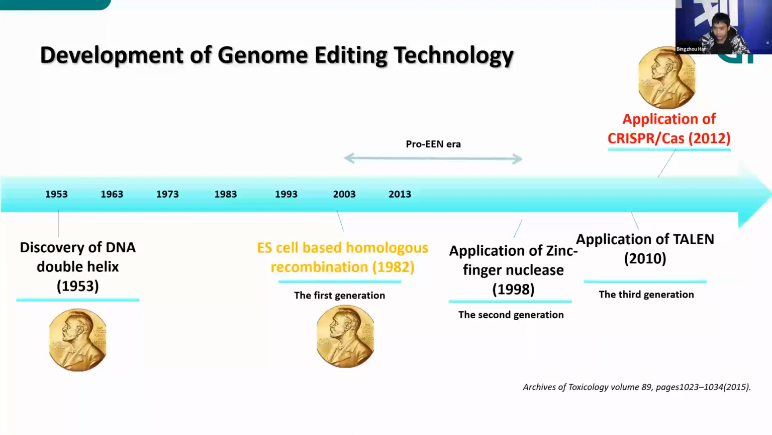Here is a brief timeline of the development of genome editing technology. Watson, Crick, and their colleagues discovered the DNA double-strand helix structure in the middle of the last century. Thirty years later, after we obtained some gene sequence and gene cloning information, the first generation of targeted modification strategy, based on embryonic stem cells by homologous recombination, was developed. Then came the engineered endonucleases like zinc finger, TALEN, and the currently most popular CRISPR-Cas strategies, which also obtained the Nobel Prize in Chemistry in 2020.